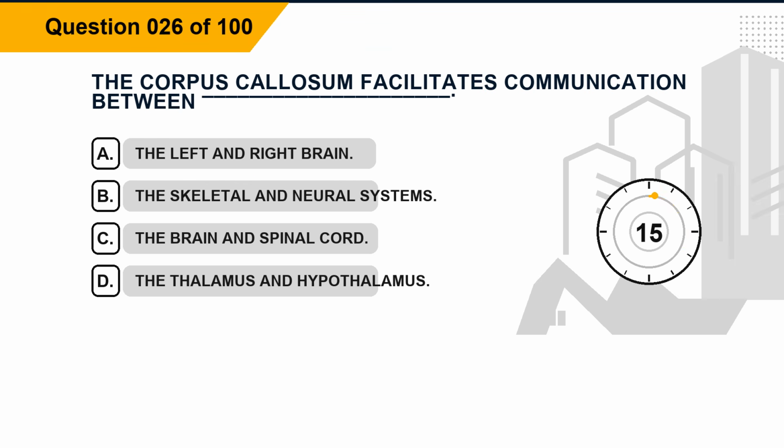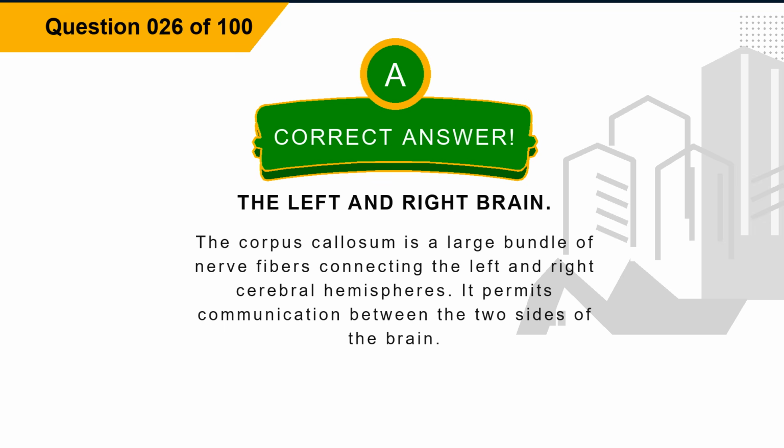Question 26. The corpus callosum facilitates communication between blank. Option A, the left and right brain. Option B, the skeletal and neural systems. Option C, the brain and spinal cord. Option D, the thalamus and hypothalamus. The correct answer is option A, the left and right brain.